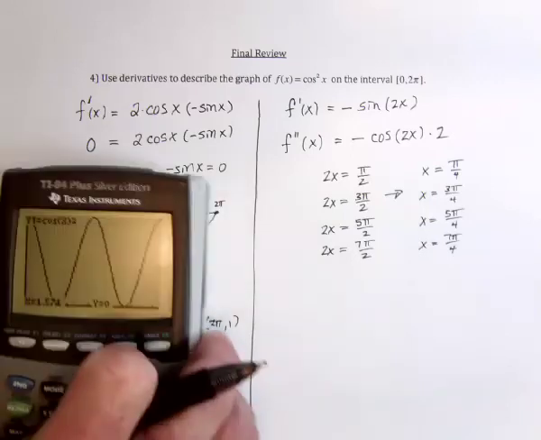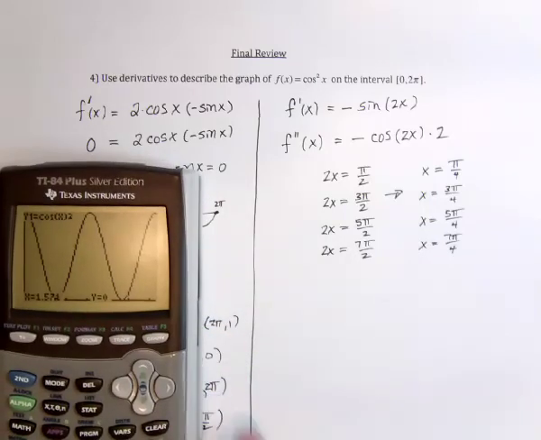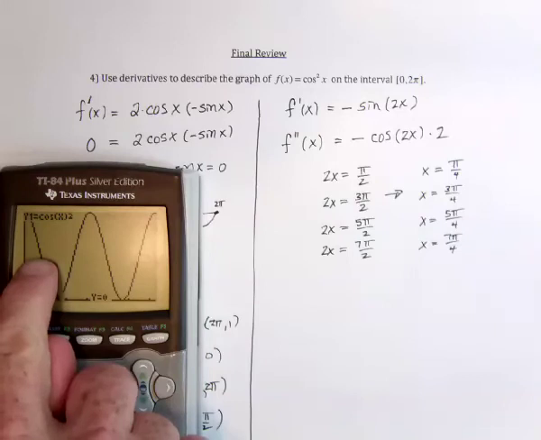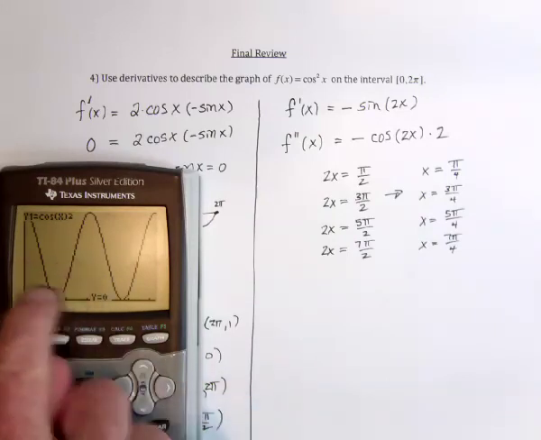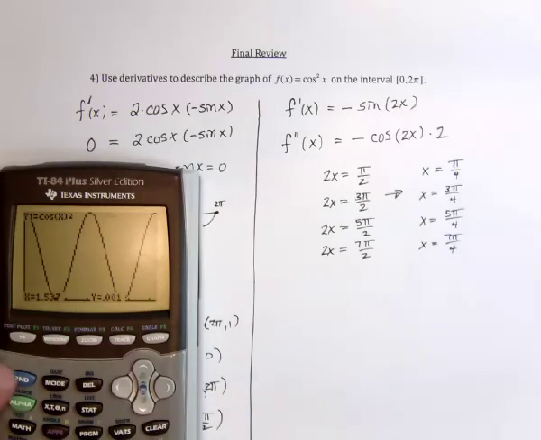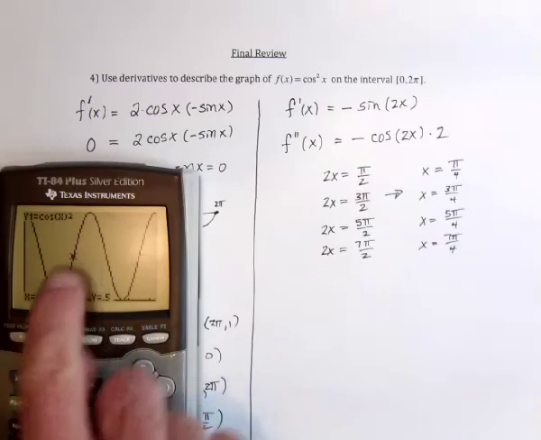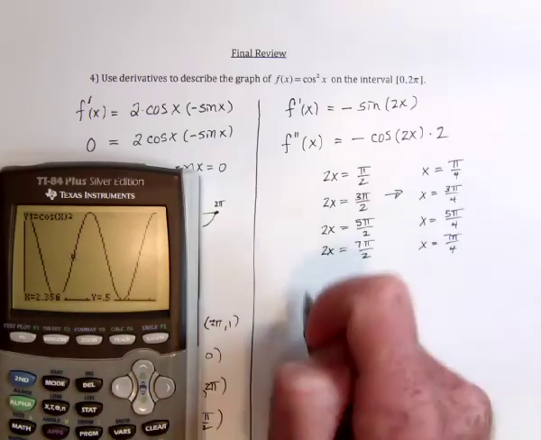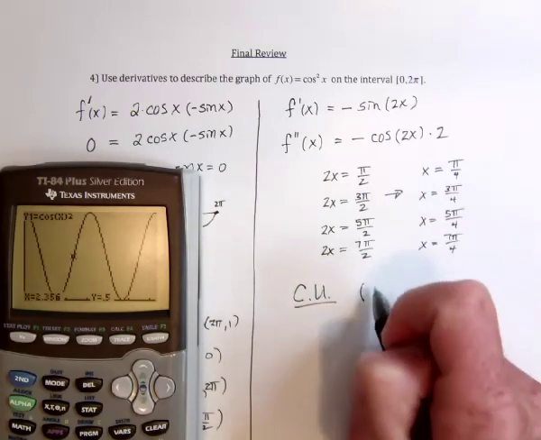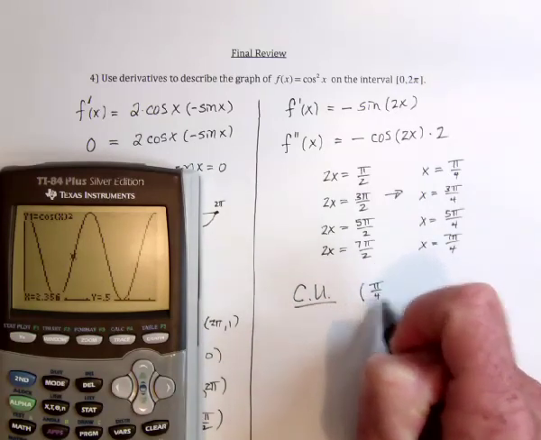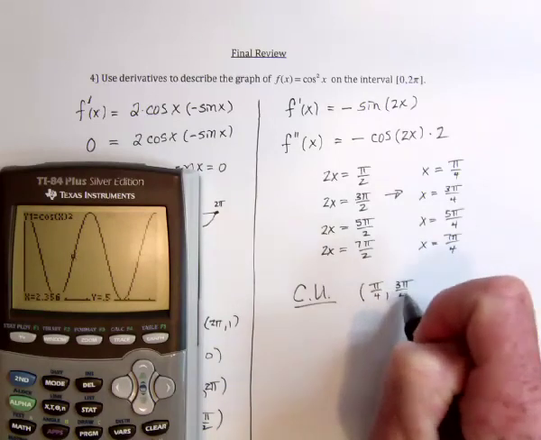And then we need to determine where is this graph concave up and where is it concave down. So to me, it looks like from here to there, this is concave up. Let's check it out. So pi divided by 4, yep, and 3 pi divided by 4, yep. So that's concave up, likewise over here. So we have concave up, that was from pi over 4 to 3 pi over 4.